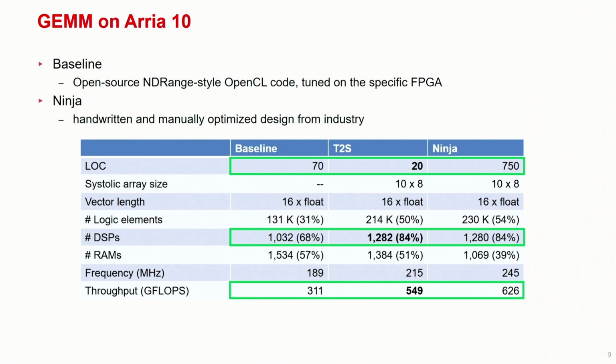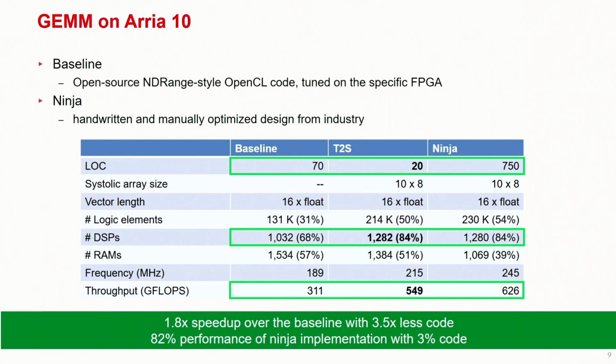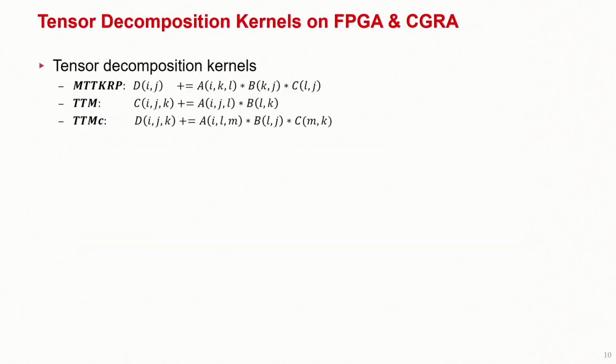And finally, in terms of throughput, the baseline implementation achieves 311 gigaflops, while T2S achieves 549 gigaflops, and the Ninja implementation achieves 626 gigaflops. So T2S achieves a 1.8x speedup over the baseline with just 3.5x fewer lines of code, and it achieves 82% of the performance of the Ninja implementation with just 3% of the lines of code.